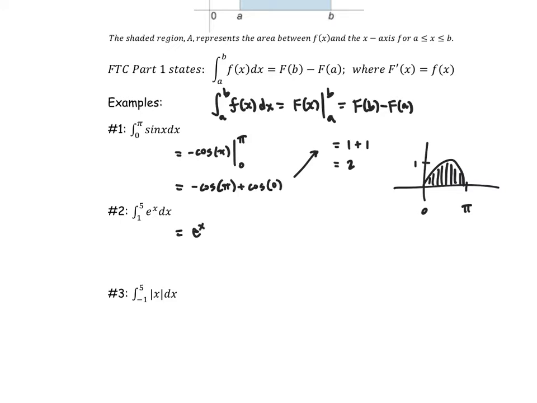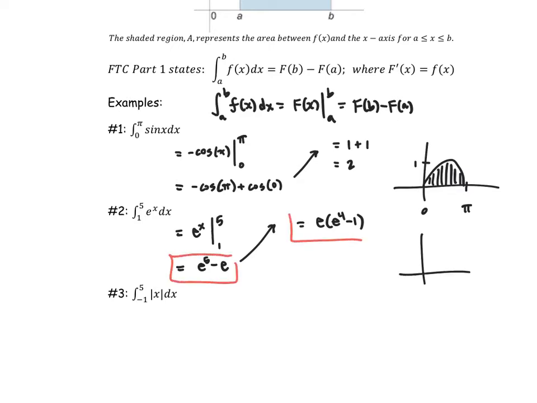It's going to be e to the x evaluated from 1 to 5. So that'll be e to the 5th minus e. Therefore, I can't really do much with that. I guess I could pull out an e, but that's really not doing a lot to help me. But it is what it is. I would say either this form or this form would be acceptable. It depends on what you're prompted in the context of your question.